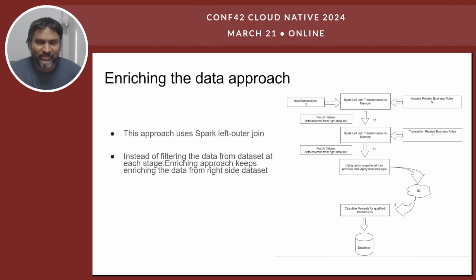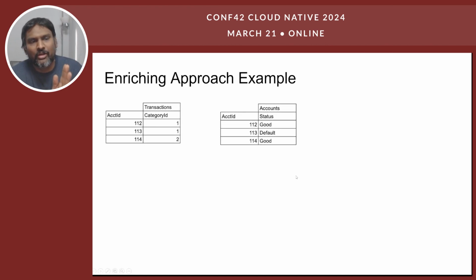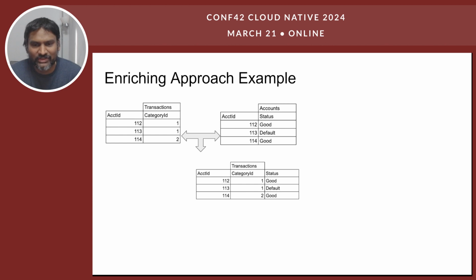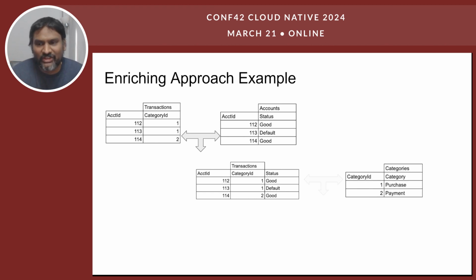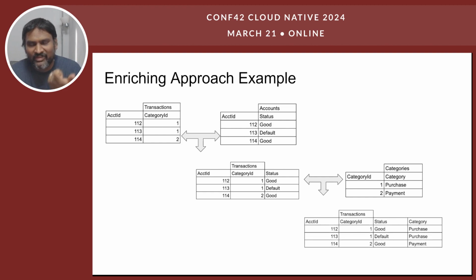Let's drive home the fact using a data example for enriching as well, similar to what we did with the filtering. We are going to see the same example. Here, the same accounts and transactions, the left outer join, number of rows are not changing. Instead, we enriched the data set with the status, which is what we need to make a determination whether that was a good account. We do the same with the transaction, left outer join. So our columns increased where we picked up the category into our data set. Now we have the same 3 transactions with a few more columns.